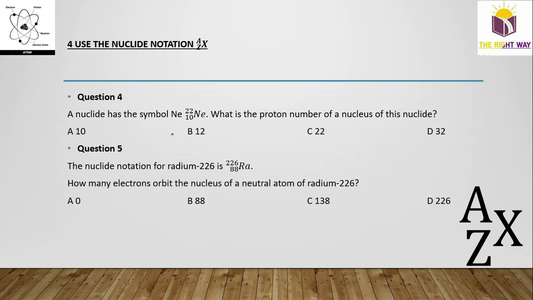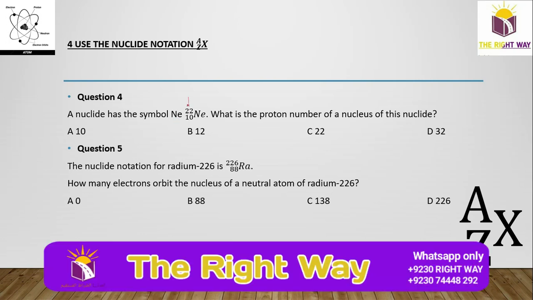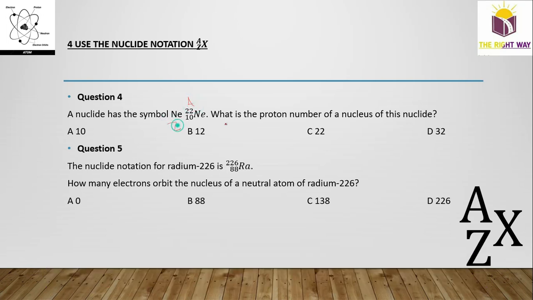Okay, question number 4. A nuclide has the symbol Ne. Ne is its symbol, 22 its mass number and 10 is its atomic number. What is the proton number of the nucleus of this nuclide? Very easy. The lower one is the proton number. So A is 10. So 10 is your right option.